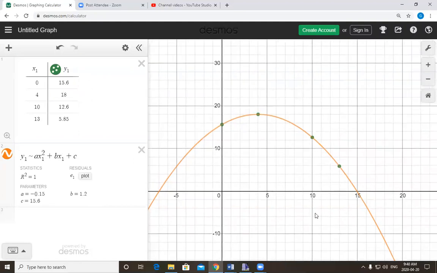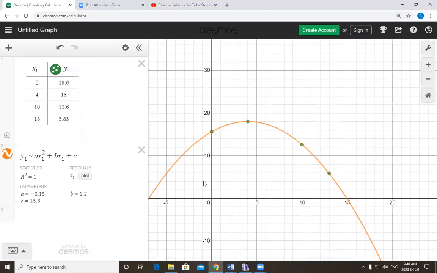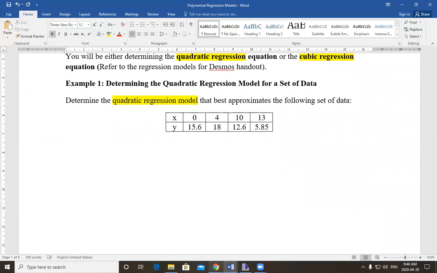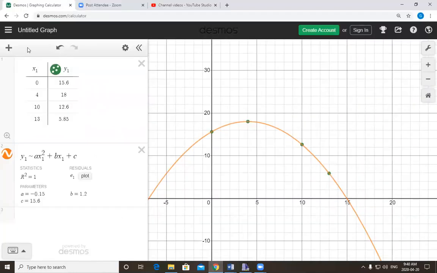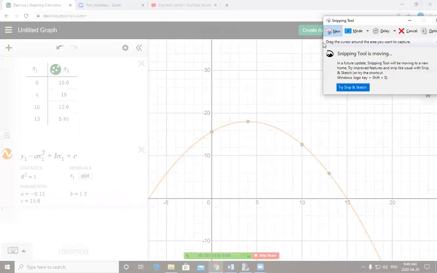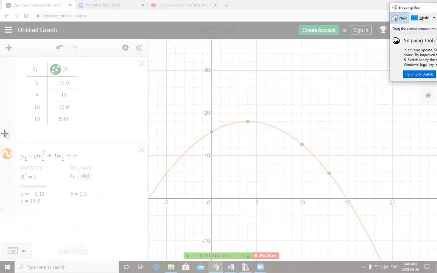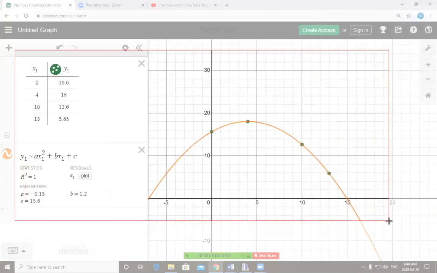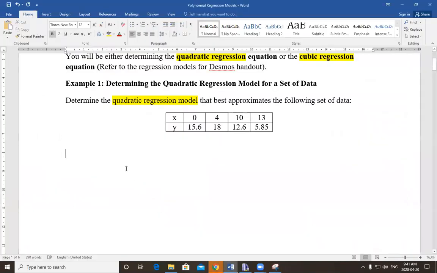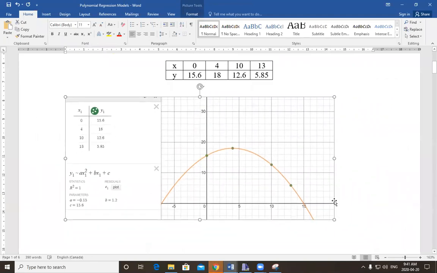So when we're doing our work and we want to show how we got the data or how we get the regression model, we are going to want to snip this graph. So I would expect that we would snip everything. We want to see the data points, we want to see the graph, and we want to see the actual regression work. So we'll open up the snipping tool. And we will snip the graph. Copy it. And we will paste it in. And we can make it a bit smaller. And there we go. Good.